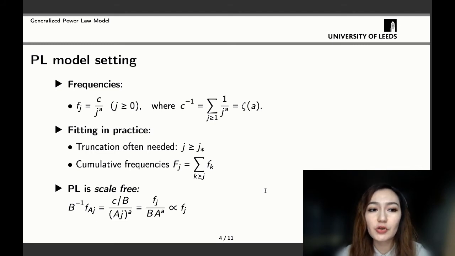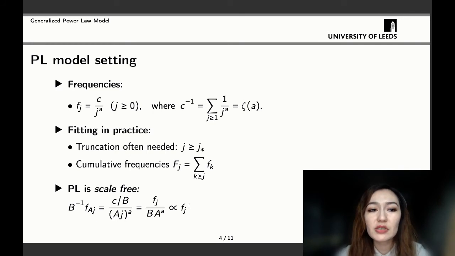One commonly used approach to fit the power law is to look at the complementary cumulative frequencies, which is given here. Using the slope of its log-log plot, we can find the estimation of parameter A in the power law. And there is a package in R to help us find the A and J star. We also notice that the power law has a scale-free property.